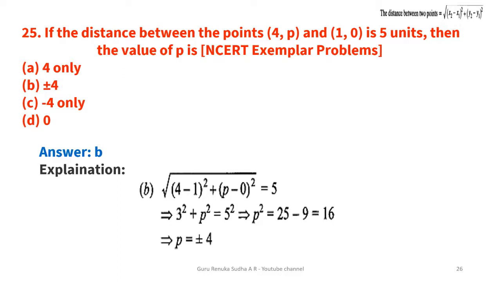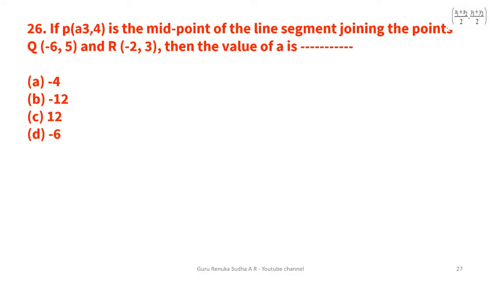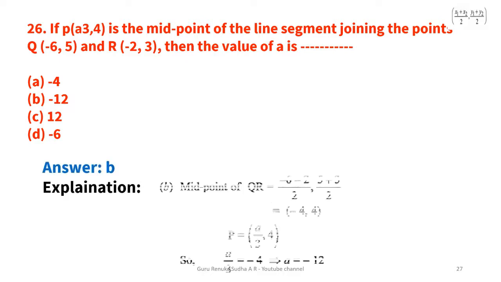Okay, 26th problem. If P (a/3, 4) is the midpoint of the line segment joining the points Q and R with coordinates (-6, 5) and (-2, 3), then you have to calculate the value of a. Midpoint means the midpoint formula, (x1 + x2)/2, and you have to apply that, and then you can get the answer.